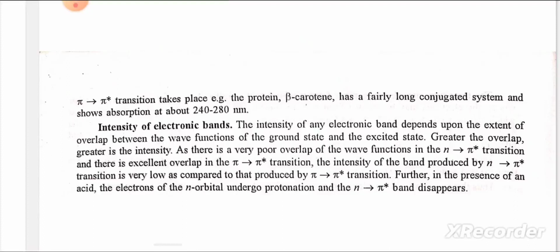Intensity of electronic bands. The intensity of any electronic band depends upon the extent of overlap between the wave function of the ground state and the excited state. Greater the overlap, greater is the intensity. As there is a very poor overlap of the wave function in the n to pi star transitions and there is excellent overlap in the pi to pi star transitions, the intensity of the band produced by n to pi star transition is very low as compared to that produced by pi to pi star transitions. Further, in the presence of an acid, the electrons of the n orbital undergo protonation and the n to pi star band disappears.